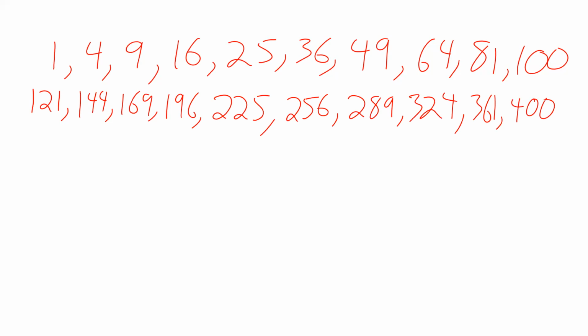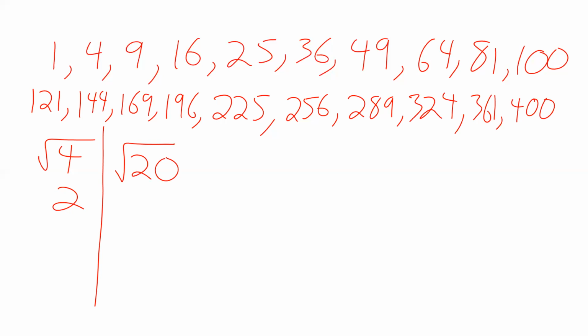Starting with the square root of 4. What's the square root of 4? 2, right? That's a perfect square. We know that if we take the square root of 4, it's going to be 2. Right. Next one, square root of 20.